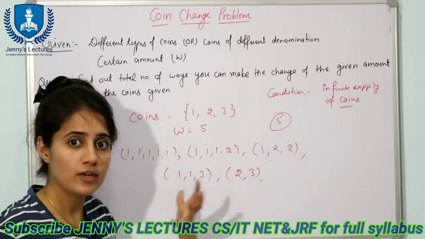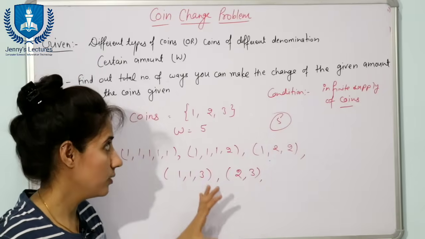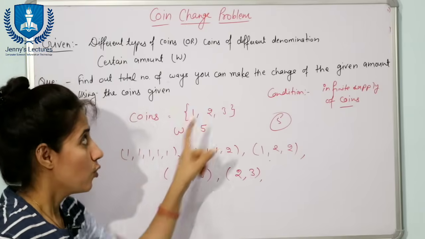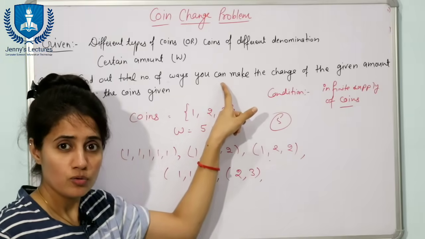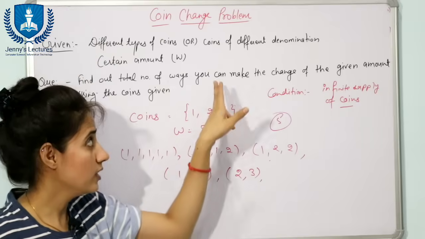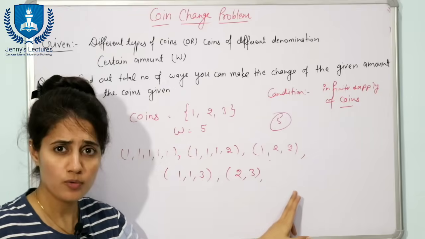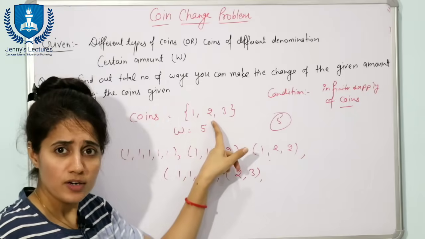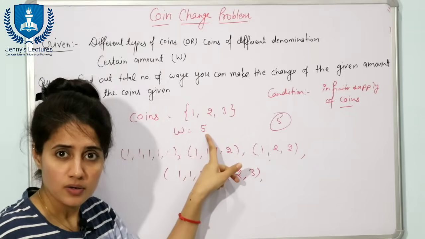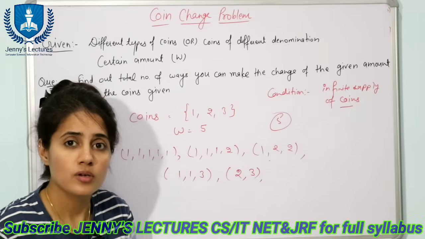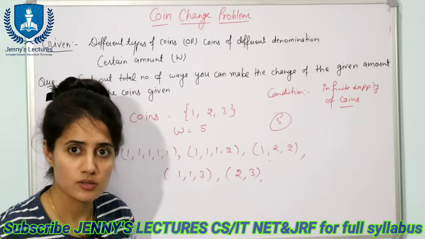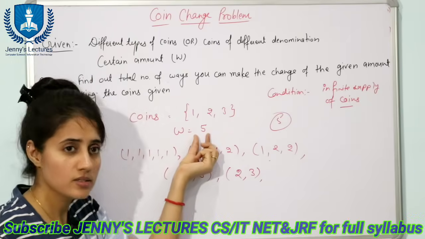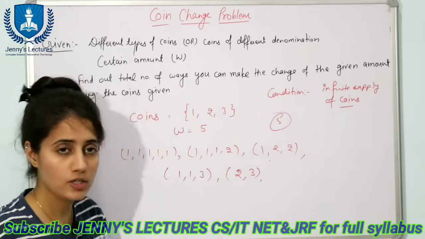Now we will take one more example and we will solve that problem using dynamic programming. See, one is this kind of problem. I have already told you there are two types of coin change problem. One is this kind of problem, where you have to find out the total number of ways. Second problem is that coins of different denominations are given, a certain amount is given. You have to find out the minimum number of coins to make this amount using these coins.